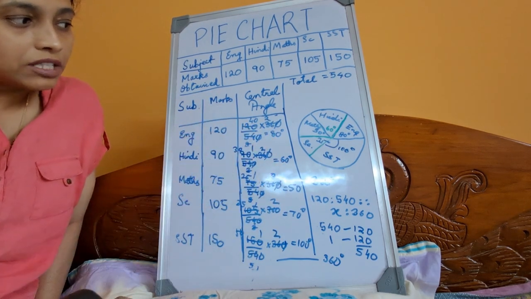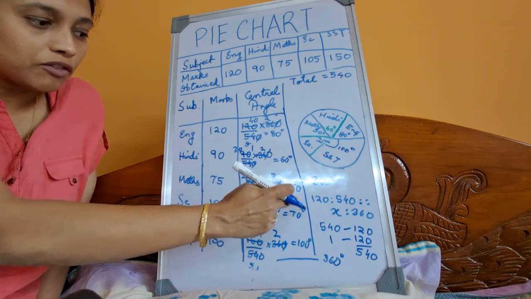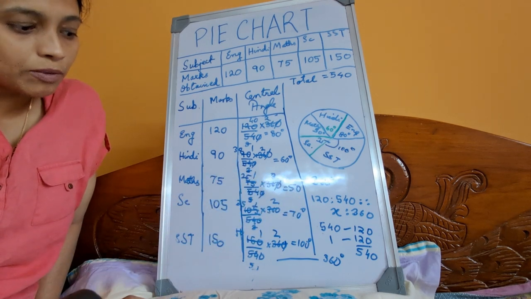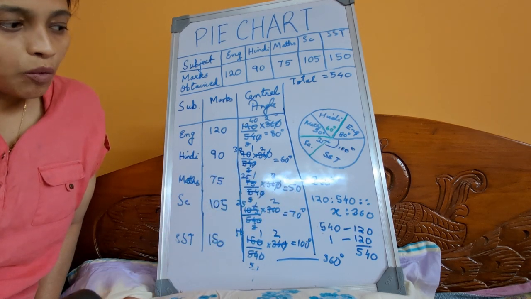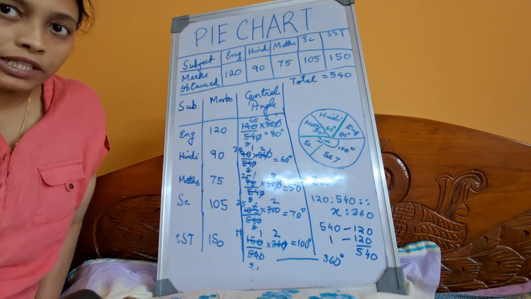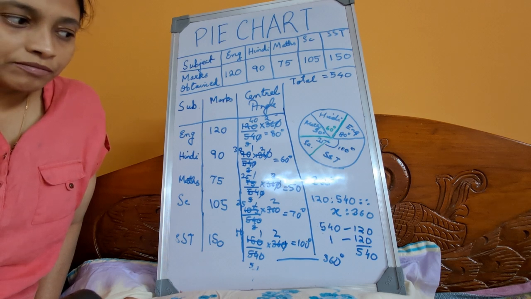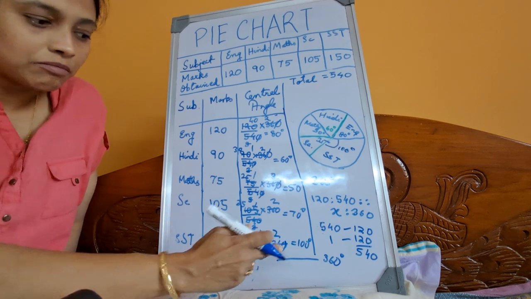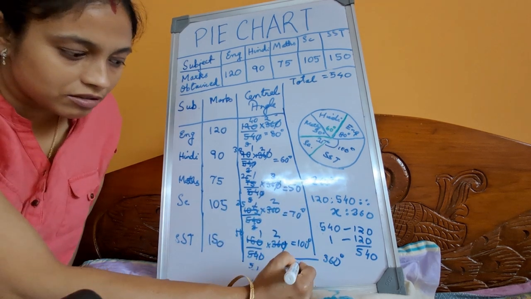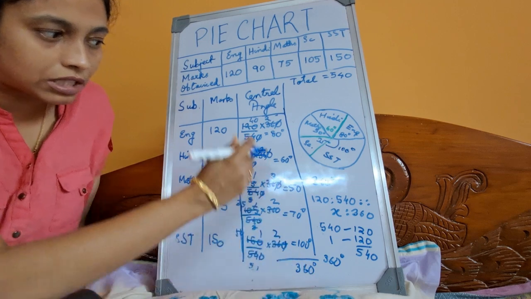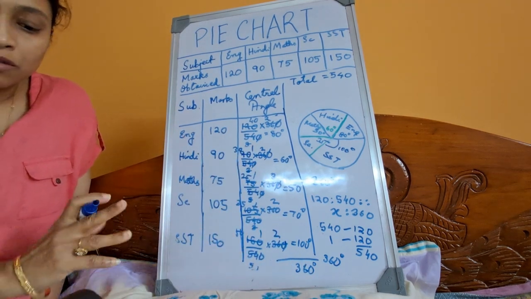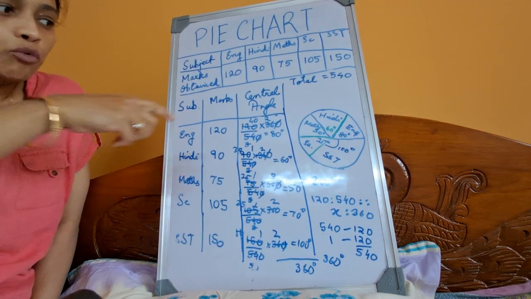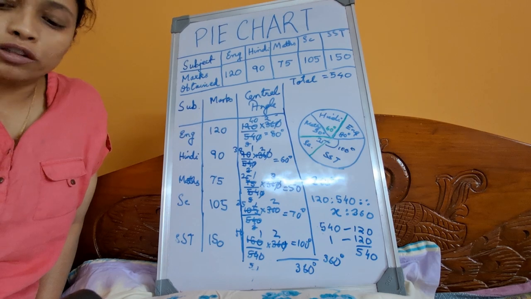So 80 plus 60 is 140, 50 plus 70 is 120, 140 plus 120 is 260, plus 100 is 360. So that means my calculations are correct. Now that we have found the central angles, we have to draw the pie chart.